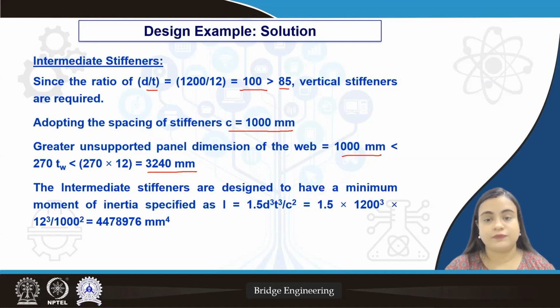The intermediate stiffeners are designed to have a minimum moment of inertia specified as I equals 1.5 T cube by C square. So 1.5 times T cube by C square can be obtained by providing the magnitude of all the parameters. That turns out to be having this much magnitude.